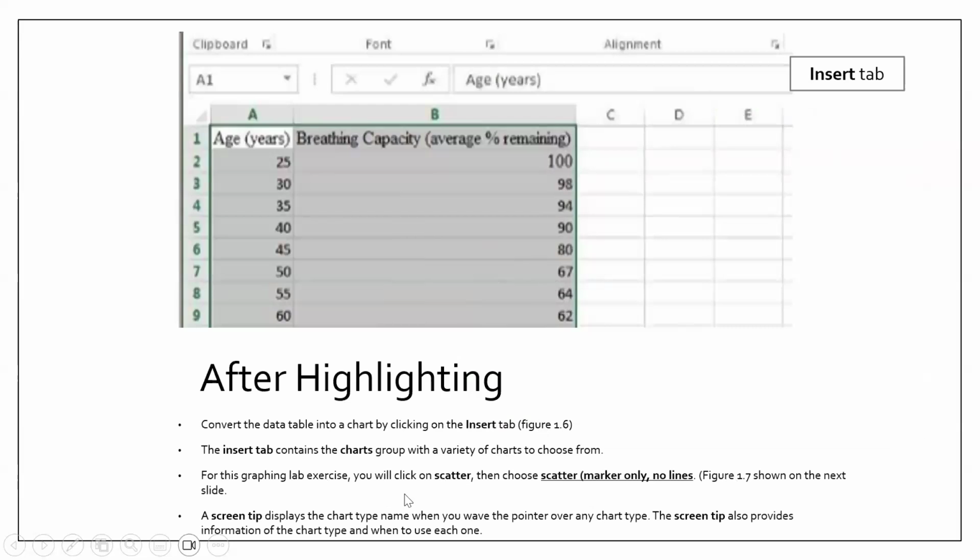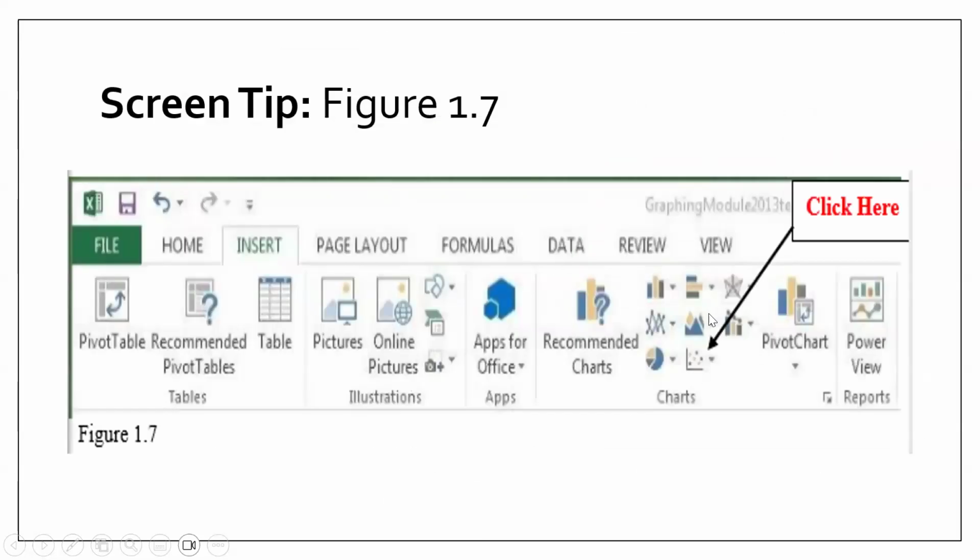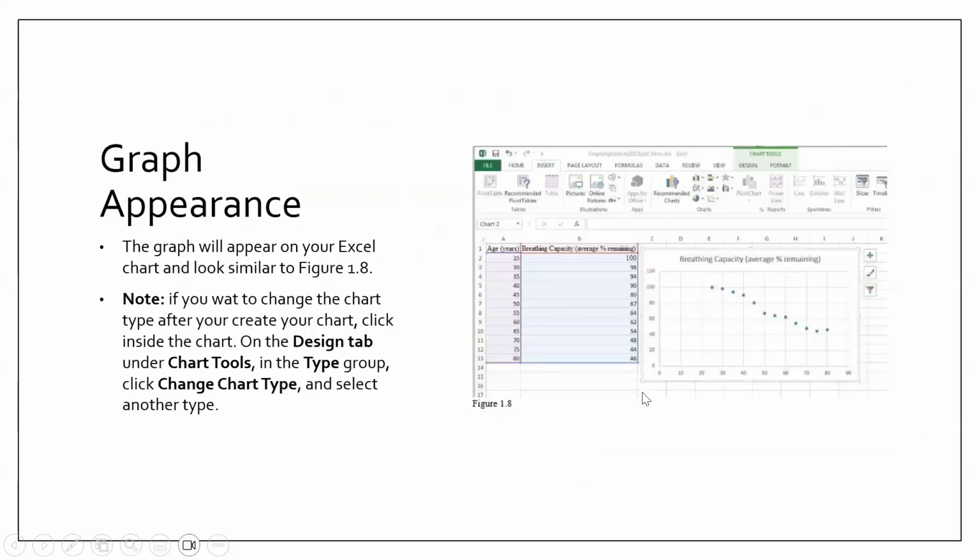For the graph, we should use scatter, then choose scatter, marker, no lines. We're creating a scatter. We're showing here a scatter plot right here on the Excel. The graph will appear on your Excel chart and look similar to figure 1.8.